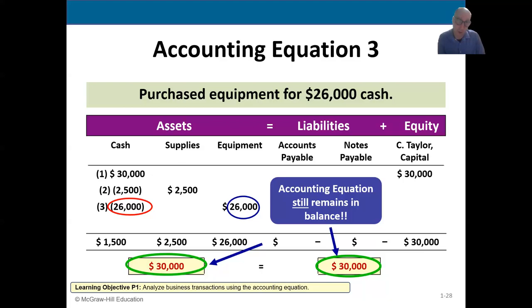All of those being asset accounts, the accounting equation is assets equals liabilities plus equity. As long as that remains true, the accounting equation will always be in balance, no matter what transaction happens. But the short answer to your question is yes. We're going to use supplies, equipment, and cash to help us generate revenue. Great point.